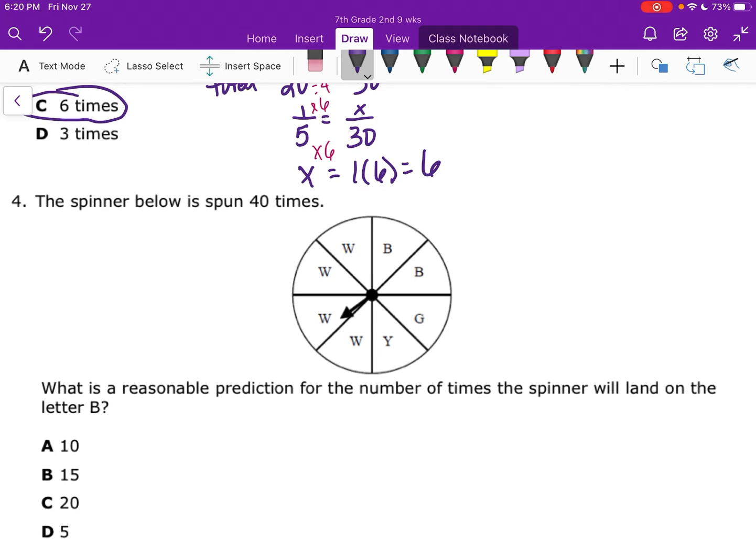All right, so hopefully you're kind of getting the idea of it. So read number 4 and pause the video and try it by yourself. And then watch my explanation to make sure you got it right.